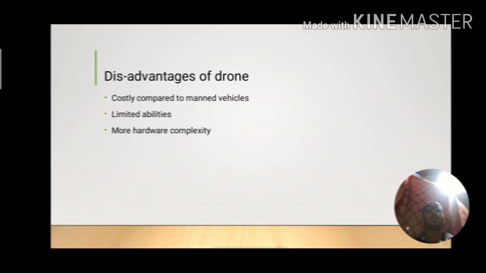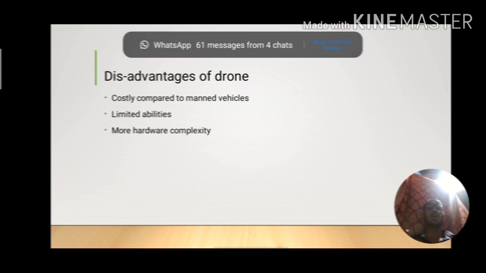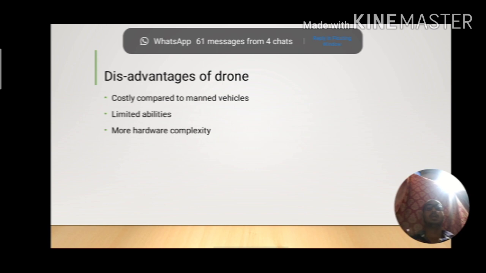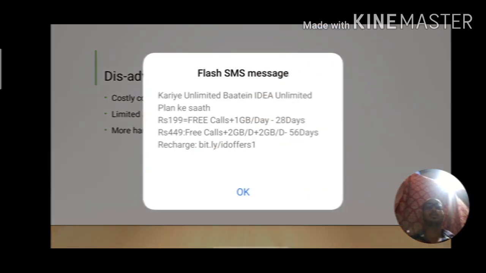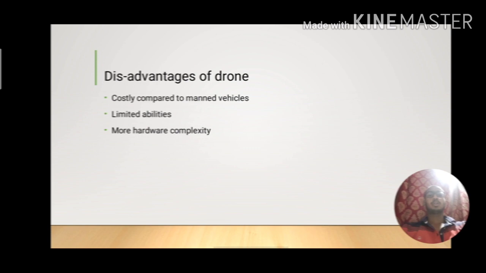Next slide is disadvantages of drone. Costly compared to manned vehicles, which means it is more costly and requires much material. Limited abilities, which means it has some limited ability, like it can only take video, camera, announcement, it cannot carry heavy material, etc. More hardware complexity, which means the circuit complexity like motors, battery, etc. is much harder. Thank you.